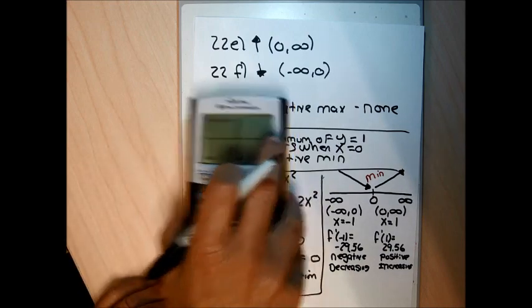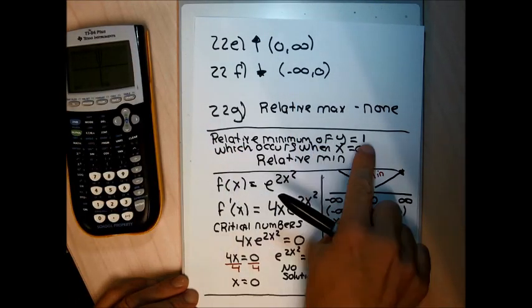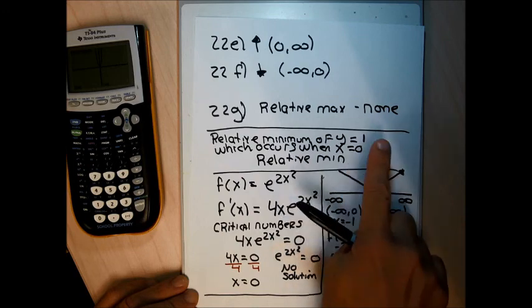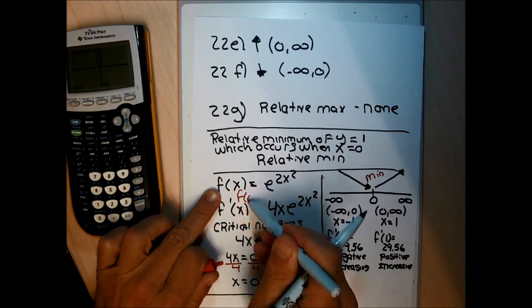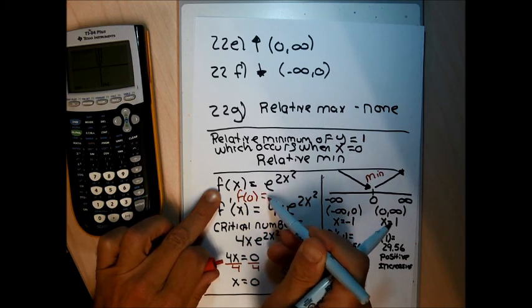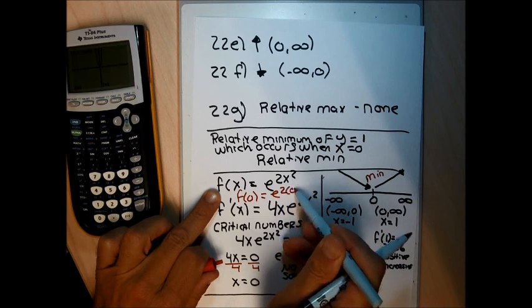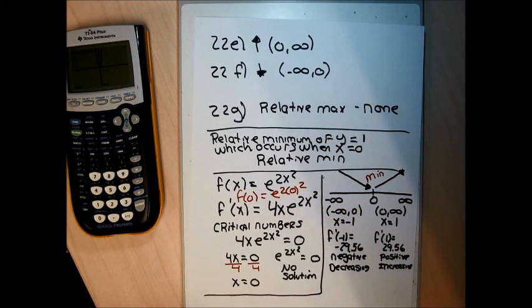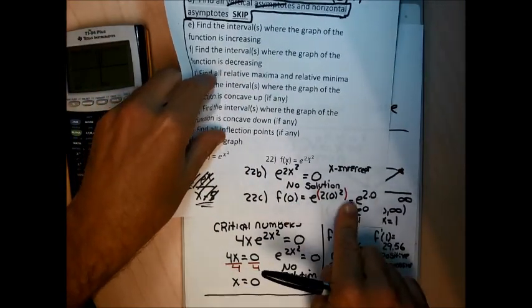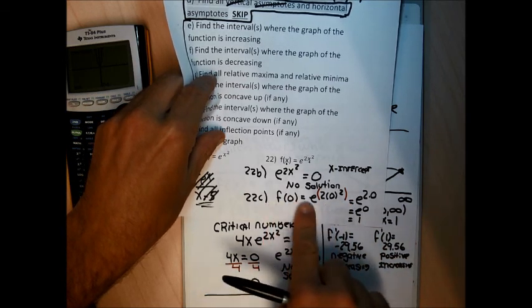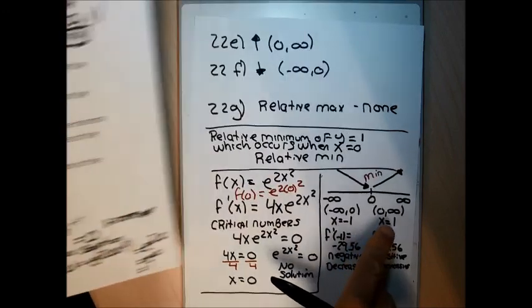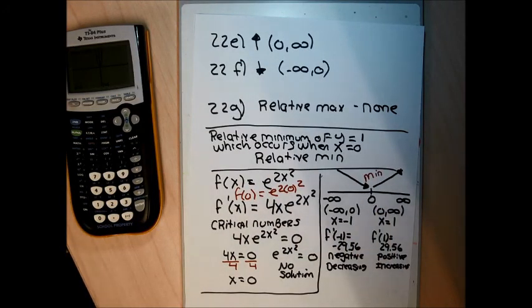So finishing up the answer for the relative minimum, there's a relative minimum of y equals 1, which occurs when x equals 0. If I wanted to get this 1 by hand, I would take the original function, f of x equals e to the 2x squared, and plug in 0 for x. So I'd go f of x equals e to the 2 times 0 squared, and that happens to be the same computation that I did when I found the y-intercept. It's just a fluke that the critical number is at the same value as the y-intercept, so I did that computation already. Alright, so that's everything for E, F, and G.